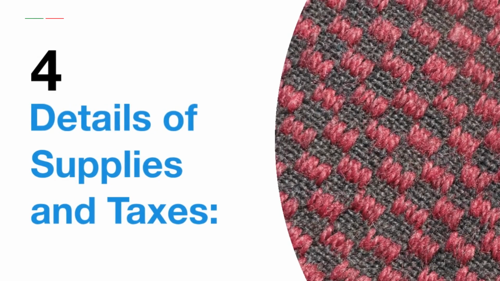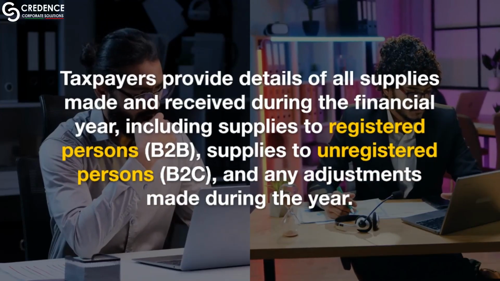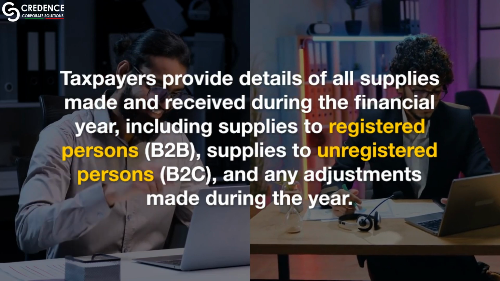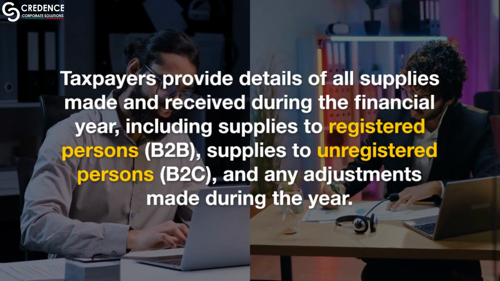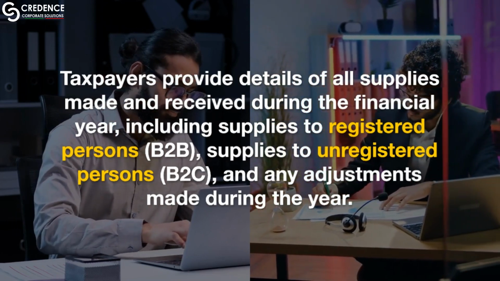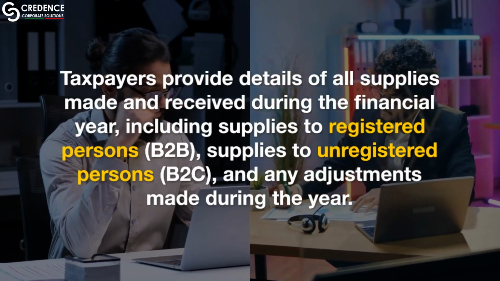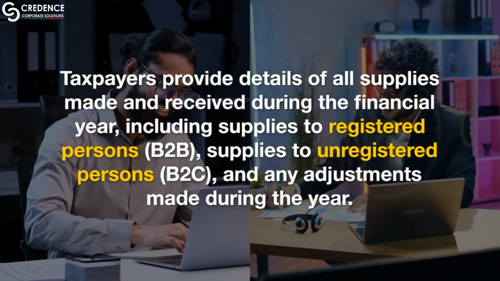4. Details of supplies and taxes. Taxpayers provide details of all supplies made and received during the financial year, including supplies to registered persons (B2B), supplies to unregistered persons (B2C), and any adjustments made during the year.